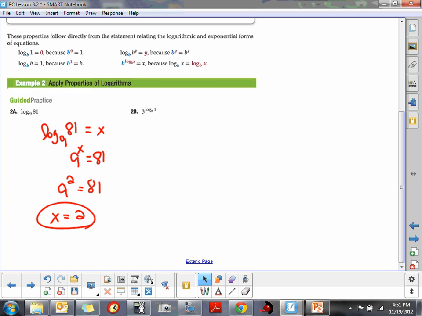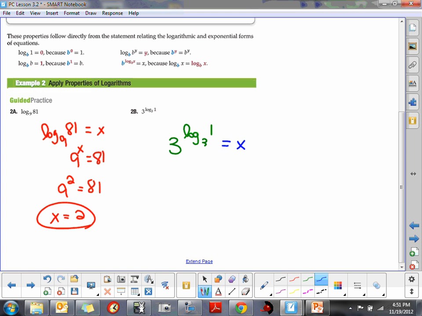In the second example, this one's going to utilize one of those properties that we had up there: 3 raised to log base 3 of 1. Now it's asking me to find the antilog in this one. So it wants to find x.